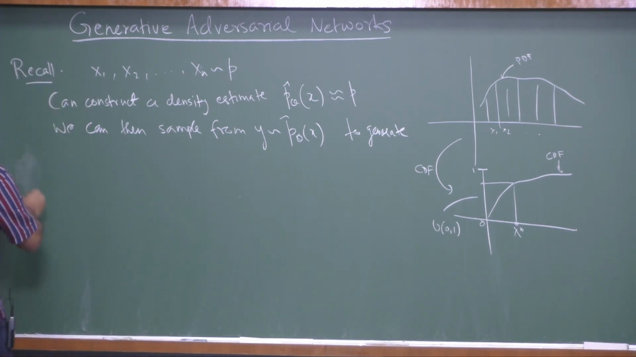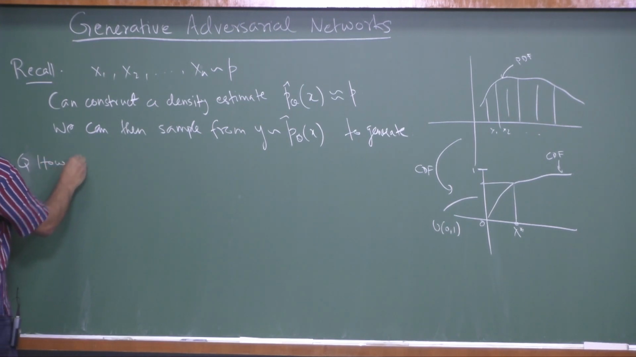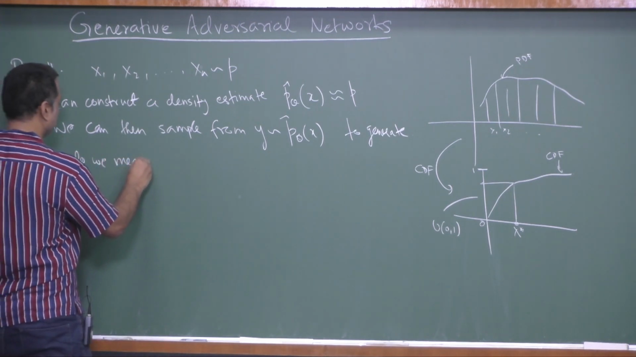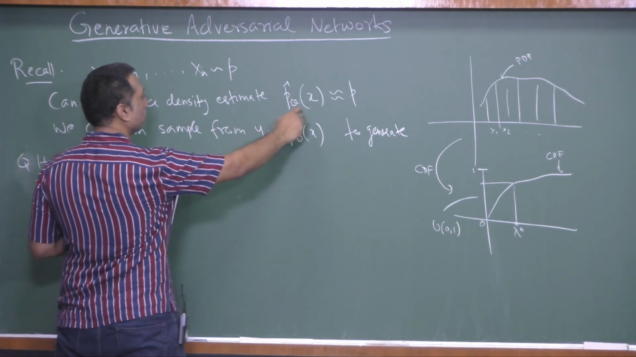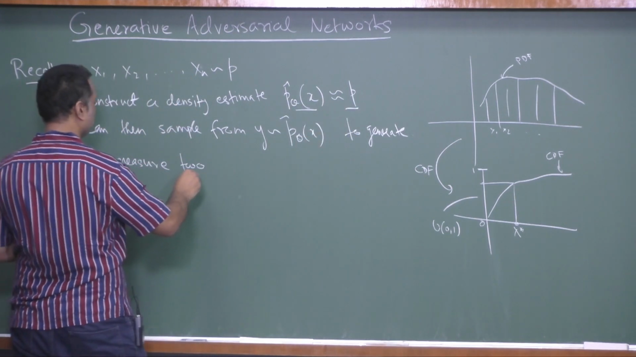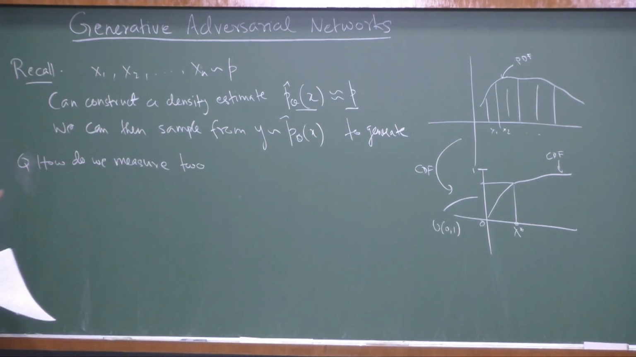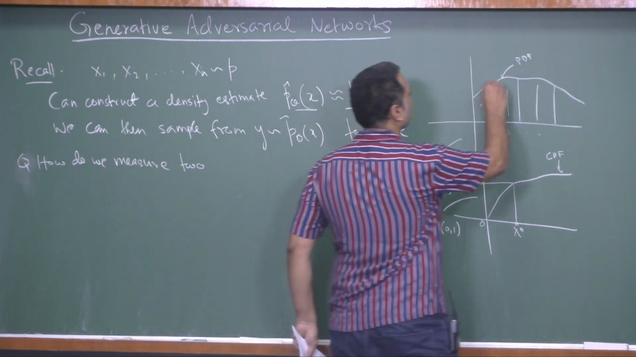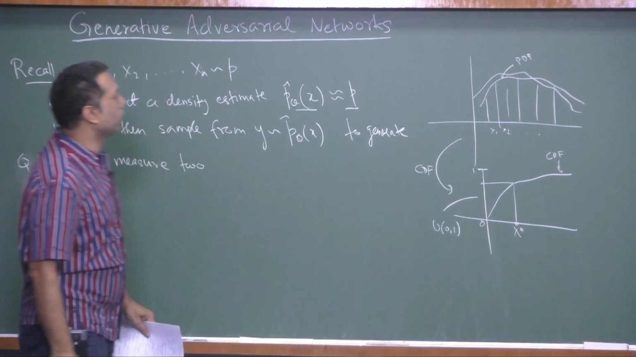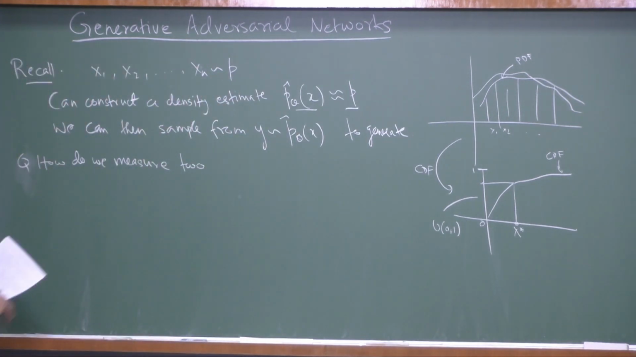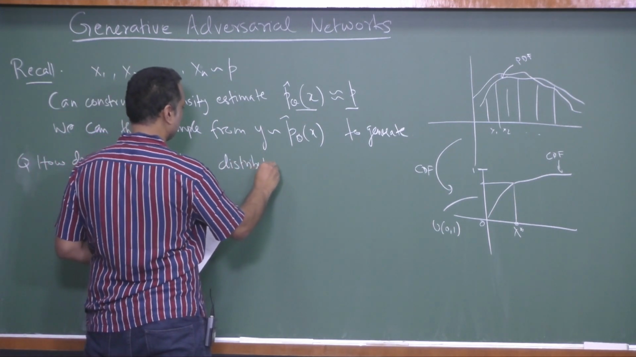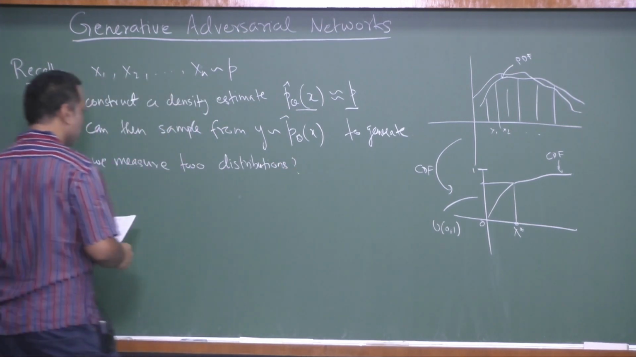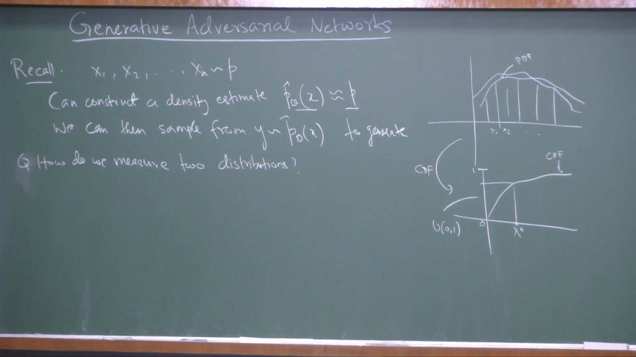Okay, so how do we measure two distributions? At the end of the day, you want this to be close to this. So we want to know what is a good way to measure. Even if I have generated an approximate PDF, I still want to know, is this quality-wise a good approximation or not, right? So how do we measure two distributions? This is something statistics people have been doing for a long time. They have many types of measures.